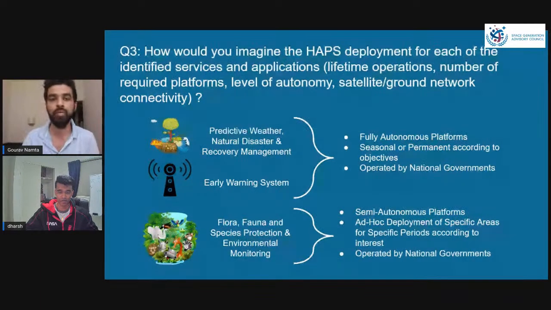Similarly, if you move below and look at flora and fauna, again, mostly things should be fully autonomous because we're living in the 21st century, and it does not make a whole lot of sense for it to be driven by human beings. But these can be deployed ad hoc if required, and again, it should be operated by the national government. We move to the next slide and see what other activities there are.